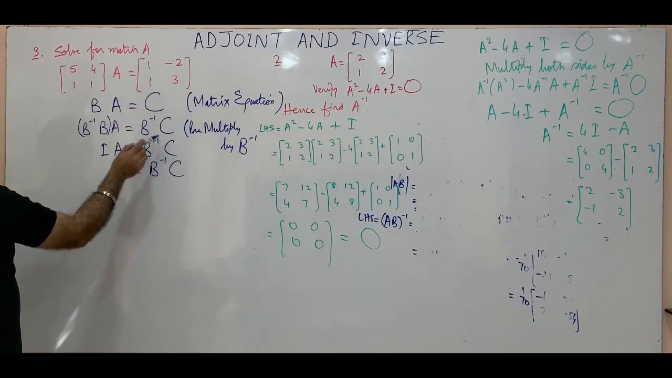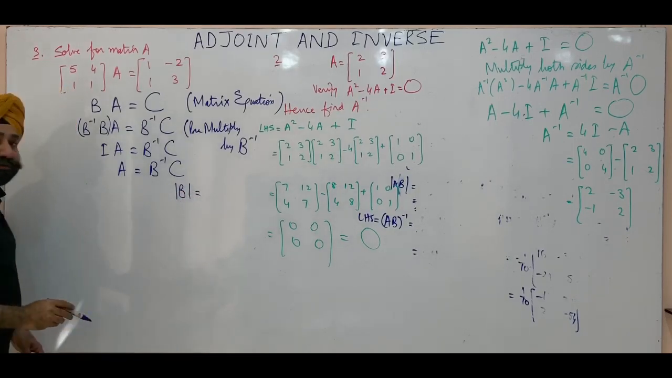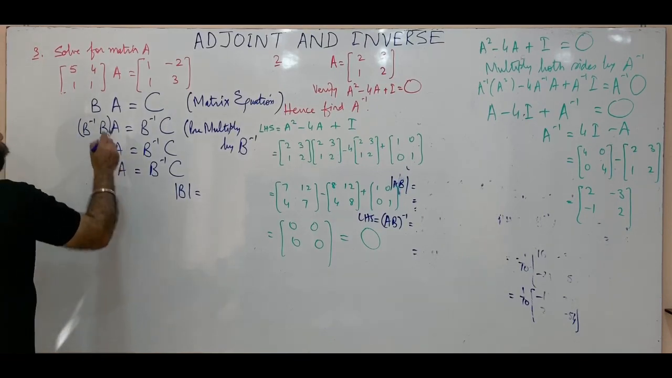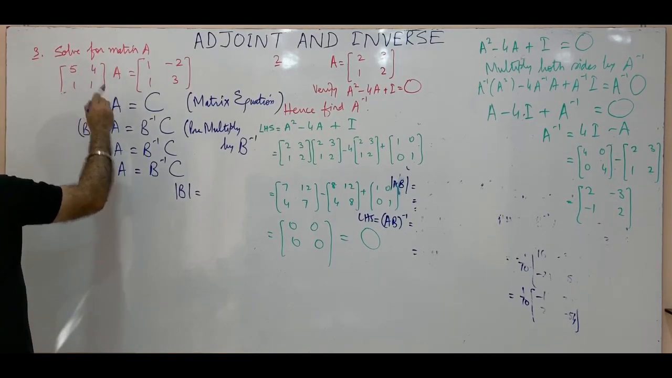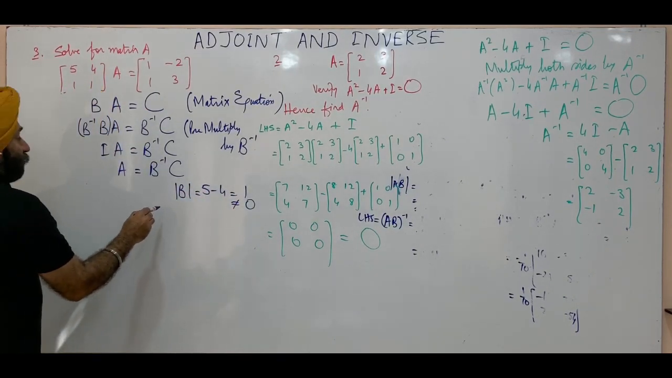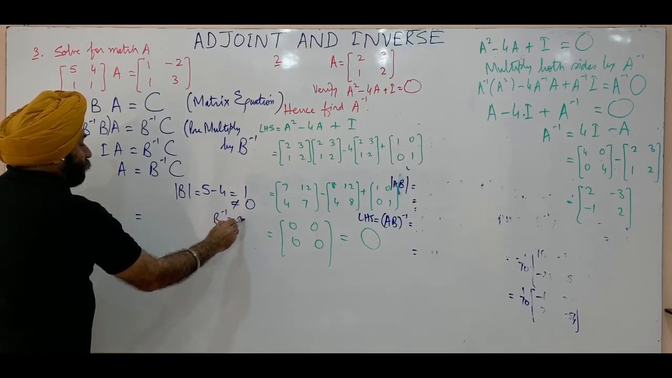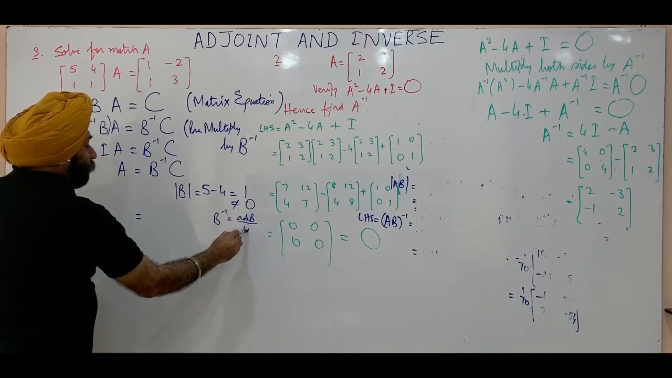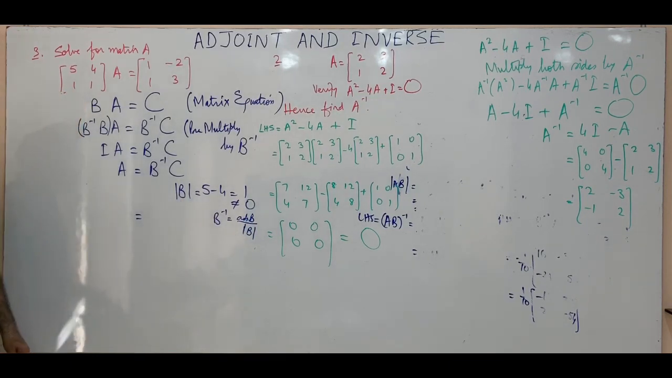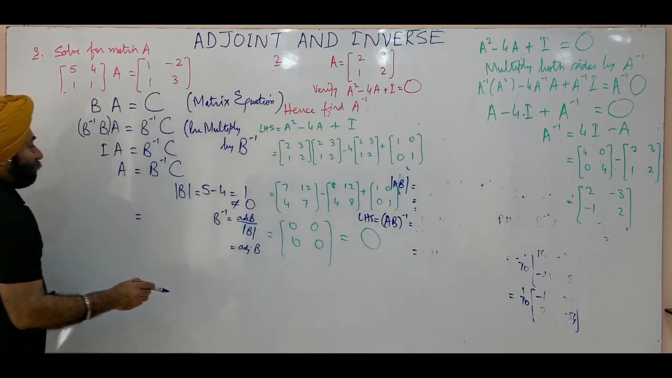So we have C, we want B inverse. To find B inverse, let's check the determinant of B. The inverse exists if the determinant is not equal to 0. Determinant of B is this minus this. It's 5 minus 4, this is 1, not equal to 0. So B inverse is adjoint of B upon determinant of B. Since the determinant of B is 1, B inverse is the same as adjoint of B for this question.